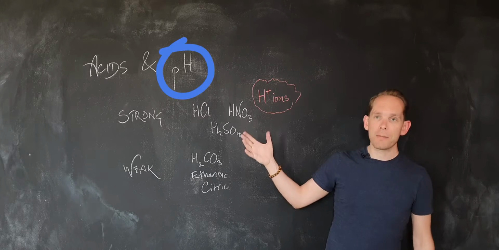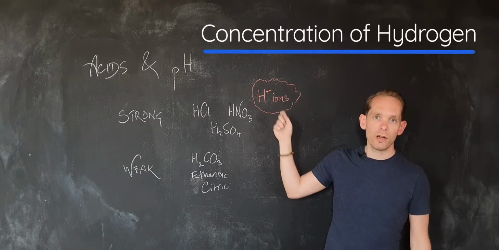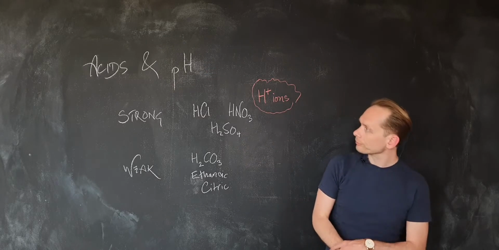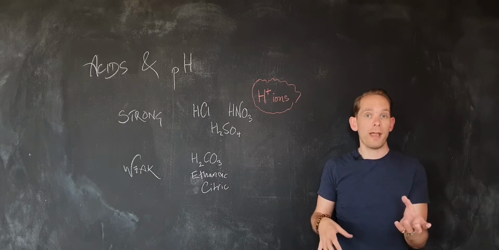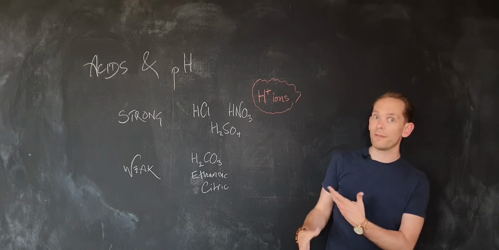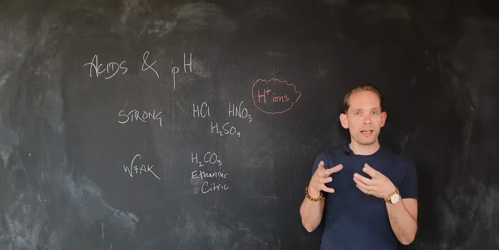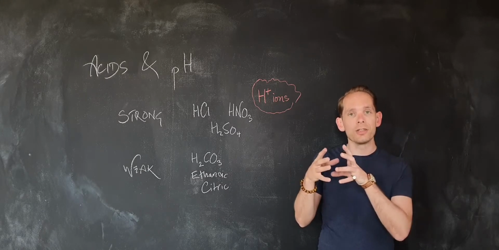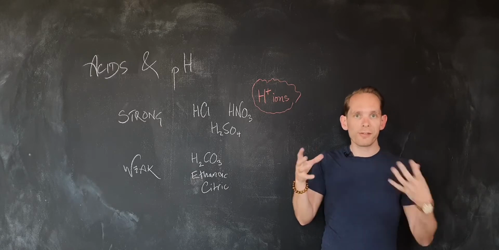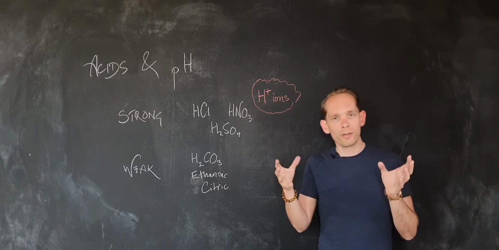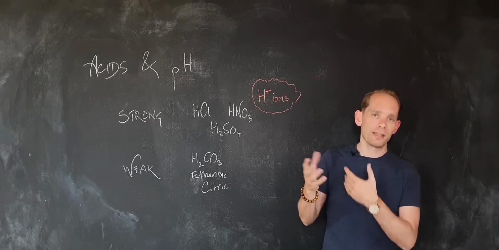pH is really a measure of the concentration of hydrogen ions in the solution. Now there's a couple of things that will affect the concentration of hydrogen ions, that will affect essentially the pH of your acid. One is how concentrated the acid is in your water. So if you have tons of water, it's very dilute. You have very little water, it's very concentrated, that will affect the pH.